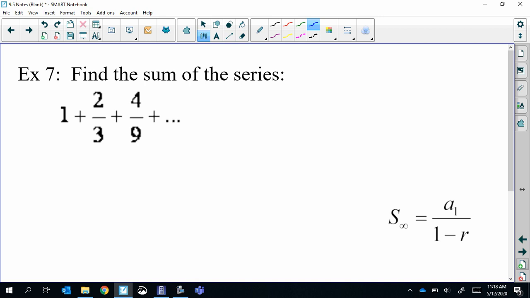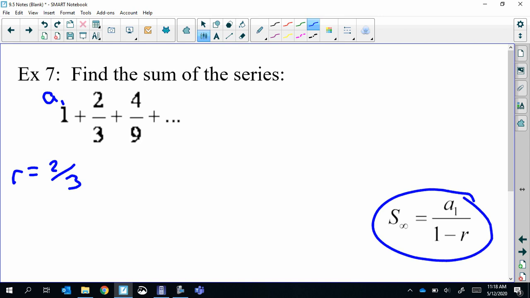All right, so let's get into some more examples here. We'll find the sum A1, and then R would be 2/3. You multiply the top by 2, the bottom by 3. Top times 2, bottom times 3. So R is 2/3. Since R is 2/3, that's less than 1, we can use the formula because it's converging, or it's a convergent series.